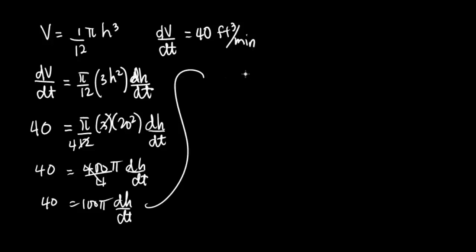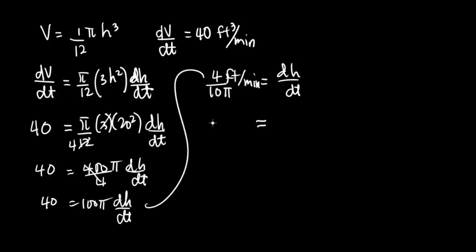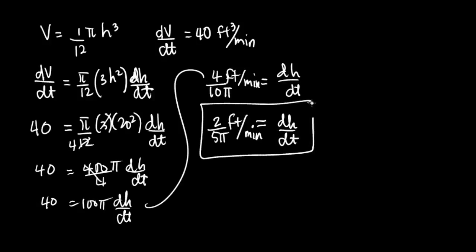And this is 40, so carrying on here, we see that dh by dt is equal to 4 over 10 pi, and what is the unit of measure? That's feet per minute. Then we continue to simplify. That's equal to 2 over 5 pi feet per minute. So that's the rate at which the height is increasing as they dump, at the instant when h is 20 feet high. Okay, there you go.